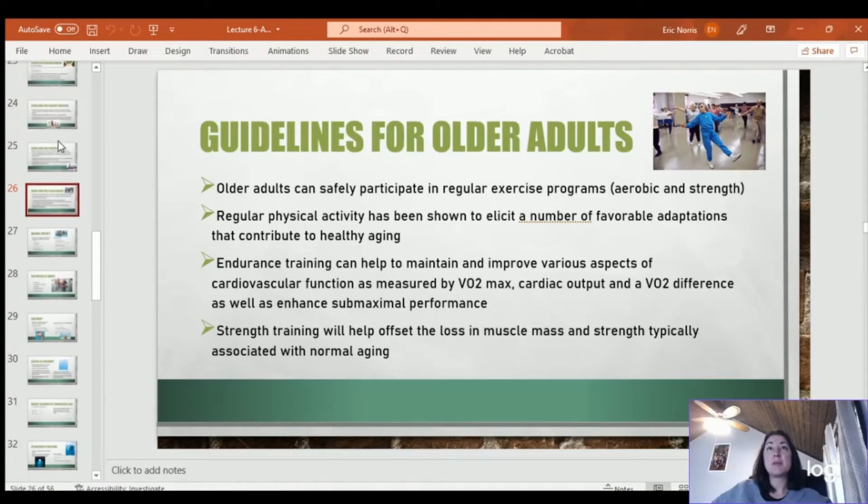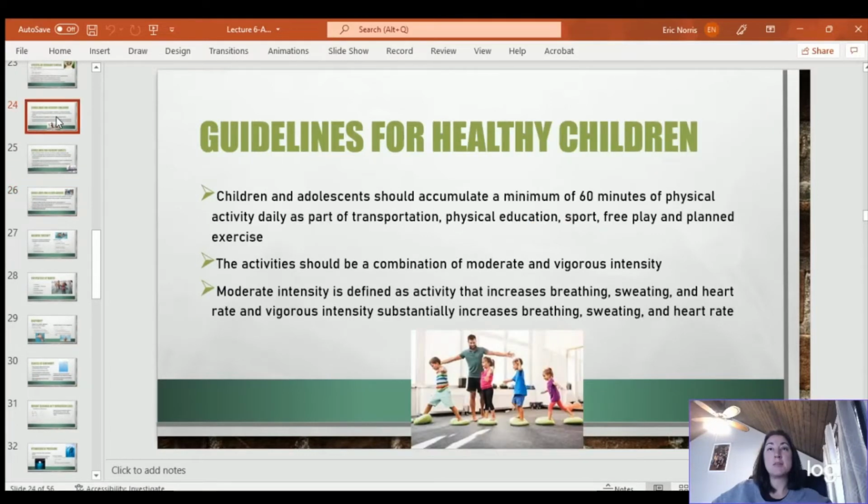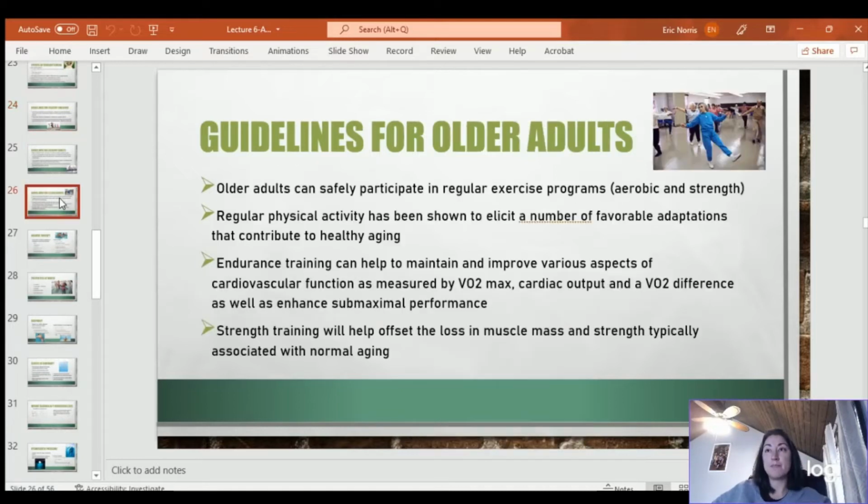One thing I want to say about the children, remember we learned last time, you don't really want to do resistance exercises in adolescence before puberty because it's too much stress on the bones and can stunt the growth. Just a reminder of that.